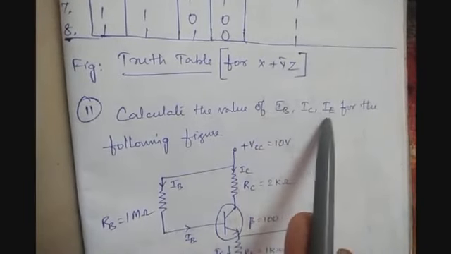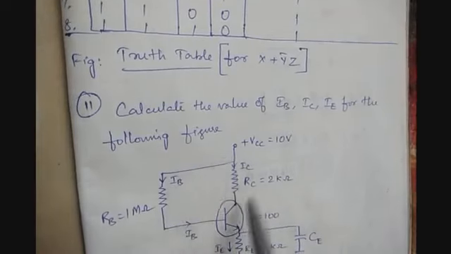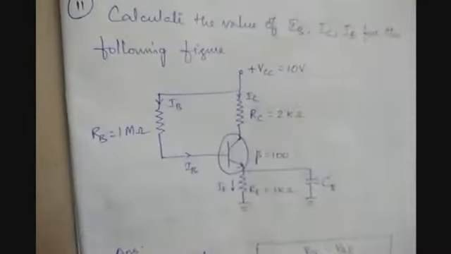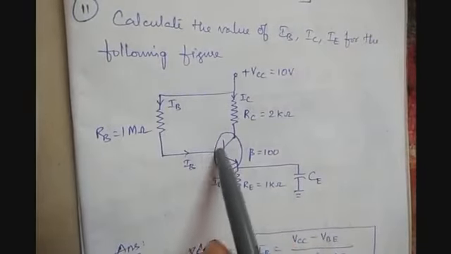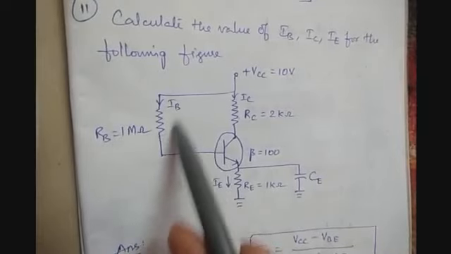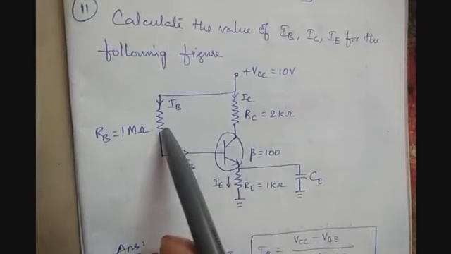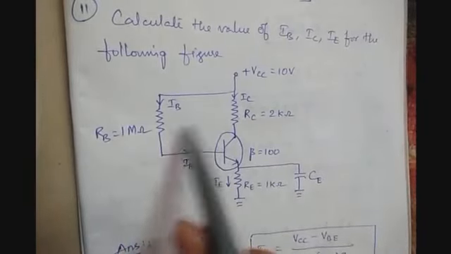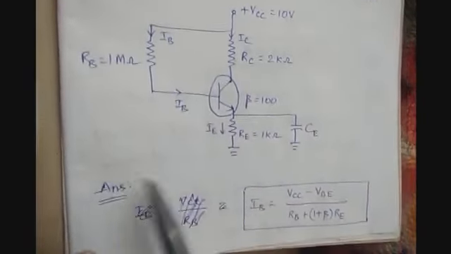Calculate the value of IB, IC, IE for the given figure. So this is the circuit diagram which is given. From this circuit diagram I understand that VCC is directly given to the base through RB, right? So there is no VT here. So don't think that R1, R2 will be there for this problem, because VCC is directly given to the base, right?